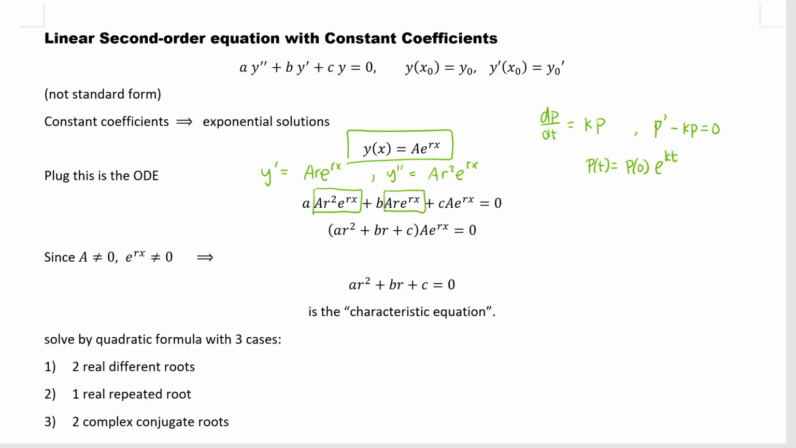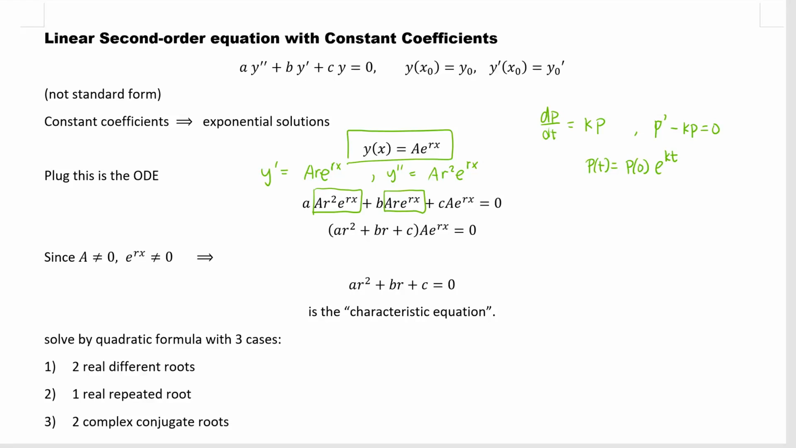And the exponential function is always positive. So the only way to make this equation equal to 0 is when a times r squared plus br plus c equals 0. We call this the characteristic equation. This is second order, this is a quadratic function.